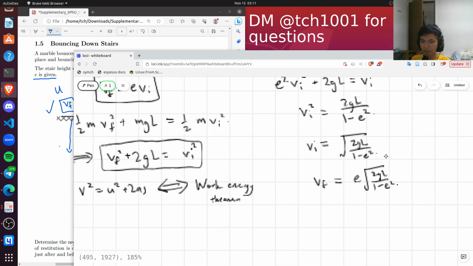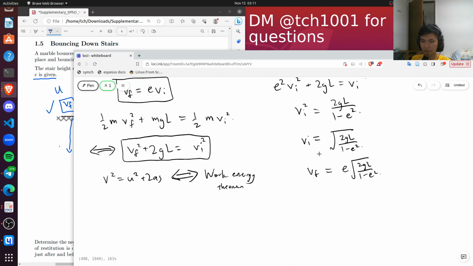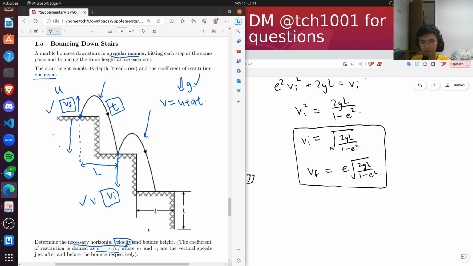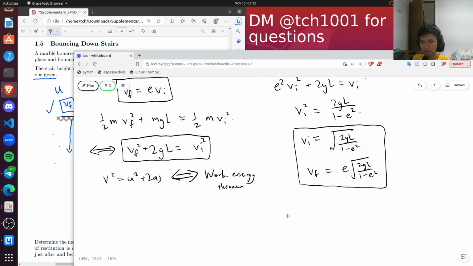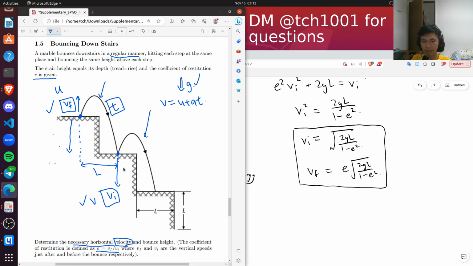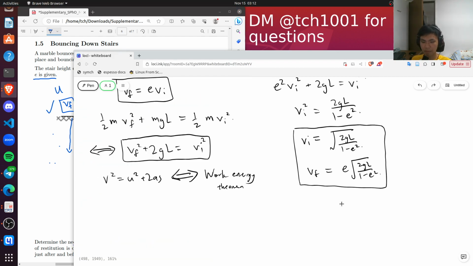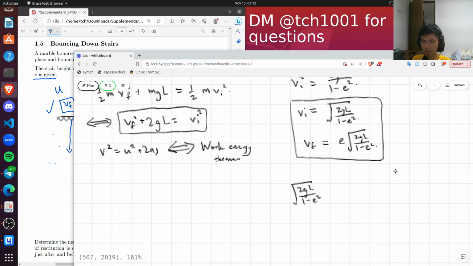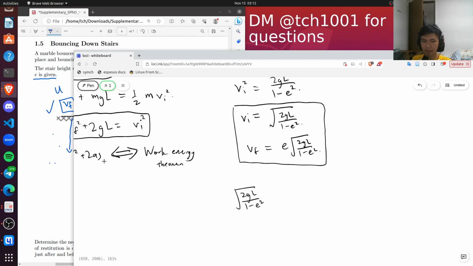Okay, so based on that, what do we need to know now? Now we know Vf and Vi in terms of constants that we know. Remember, we're provided with e, with g, and with L. So we need to find the horizontal velocity. We use these two facts: the Vi downwards is the square root of 2gL over 1 minus e squared.